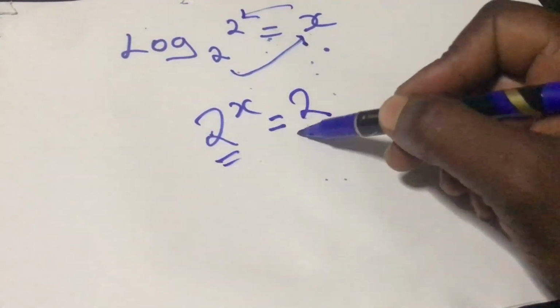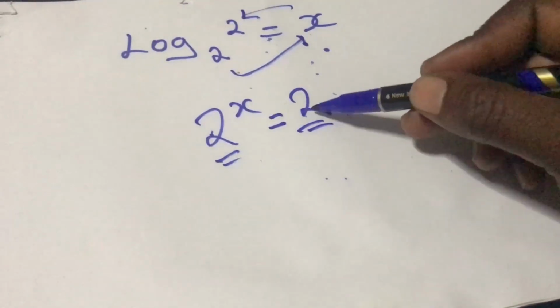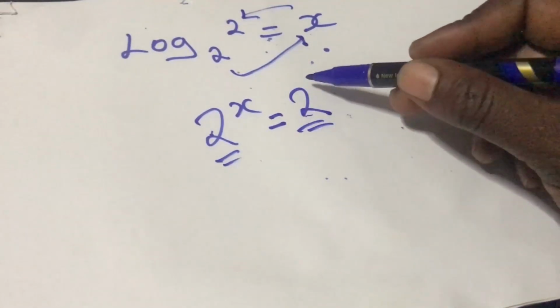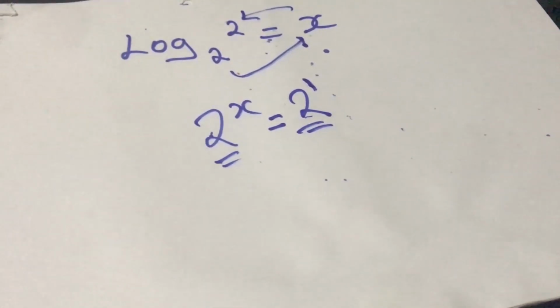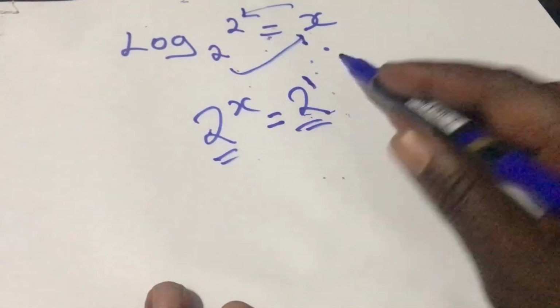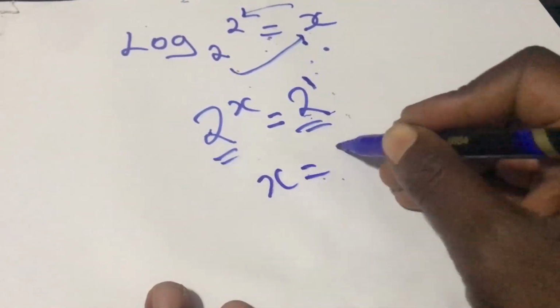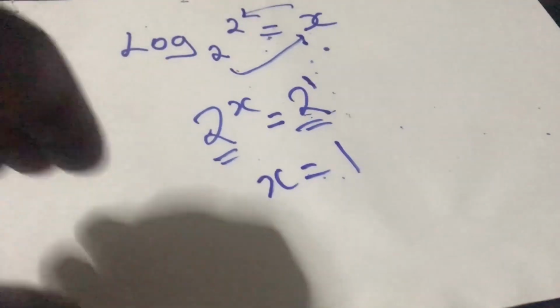The bases are the same, so even the powers should be the same, isn't it? So remember, if there is no power written there on the 2, it's just the same as to the power 1, because 2 to the power 1 is just the same as 2. So the bases are now the same, so even the powers should be the same. So x is equal to 1. So that is how you solve this particular question.